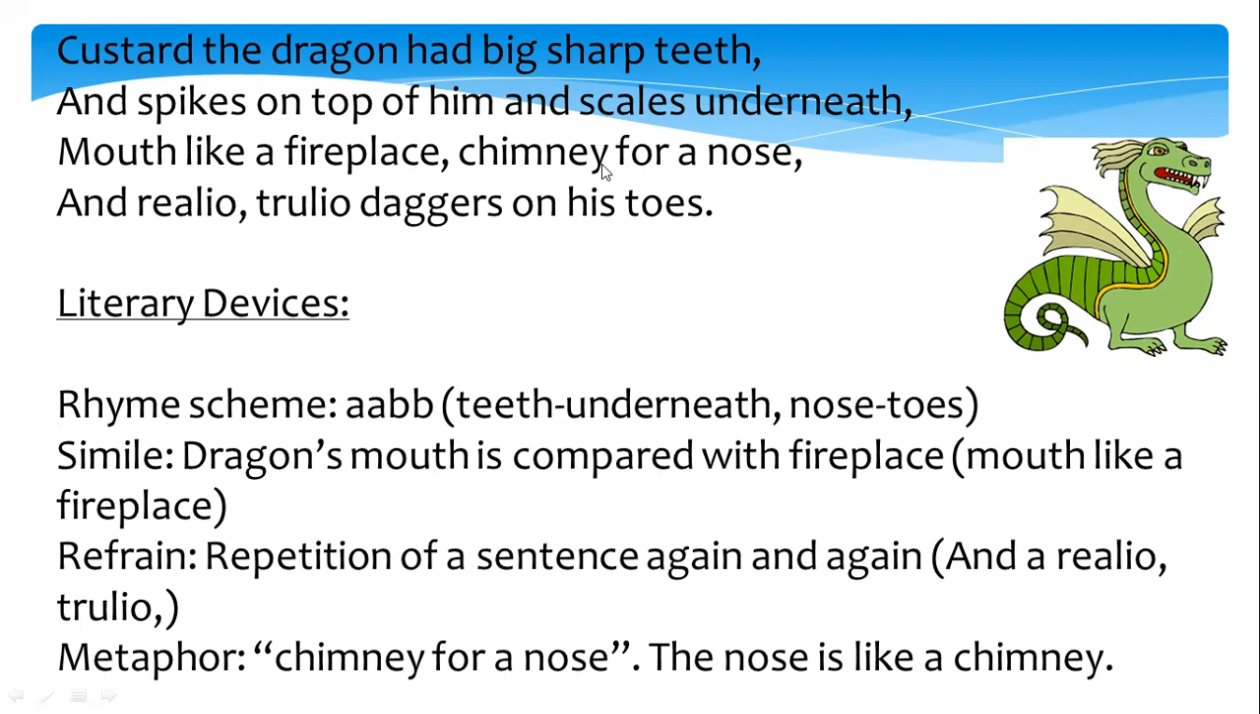So here the poet says that the dragon had big sharp teeth and spikes on top. This means that its skin was pointed on the top. On the lower part, it had scales which were bony plates to protect the skin. And his mouth has been compared to a fireplace because the dragon is spewing fire from its mouth. Even his nose is compared to a chimney which is used to pass out smoke. His feet are like a sharp knife, that is dagger. His feet is compared to dagger. So this is again here metaphor.